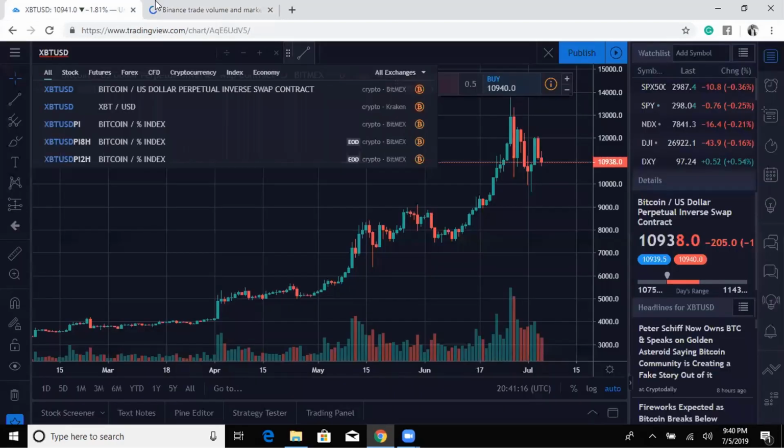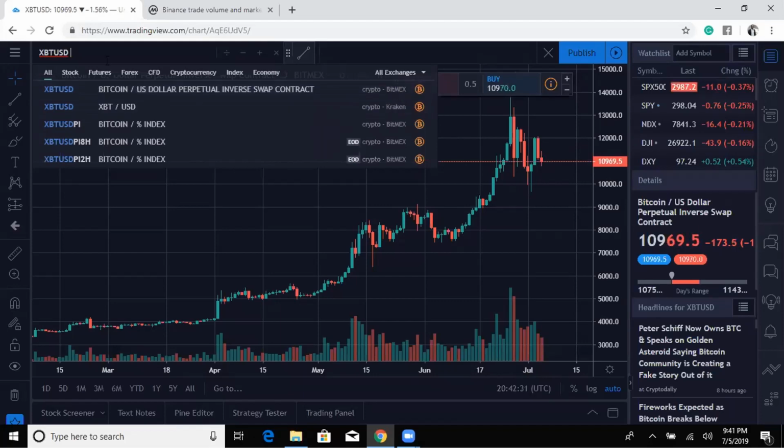So the reason why we're selecting it is actually because of volume. They have more volume in the market. So if you want to really get the most accurate results of volume in the market and the direction that the market is going, you have to really look at BitMEX.